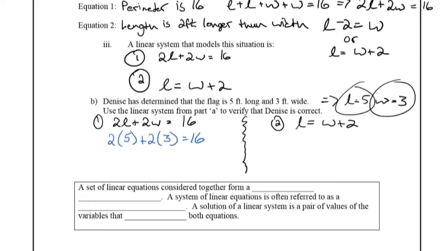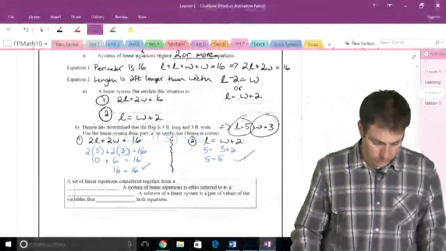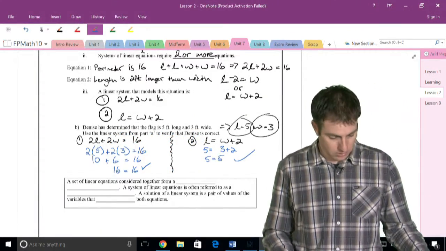2 times 5 is 10. 2 times 3 is 6. 10 plus 6 is 16. So that's good. You can do the same thing over here. 5 is 3 plus 2. 5 is 5. There we go. So Denise was correct. Good for you, Denise.